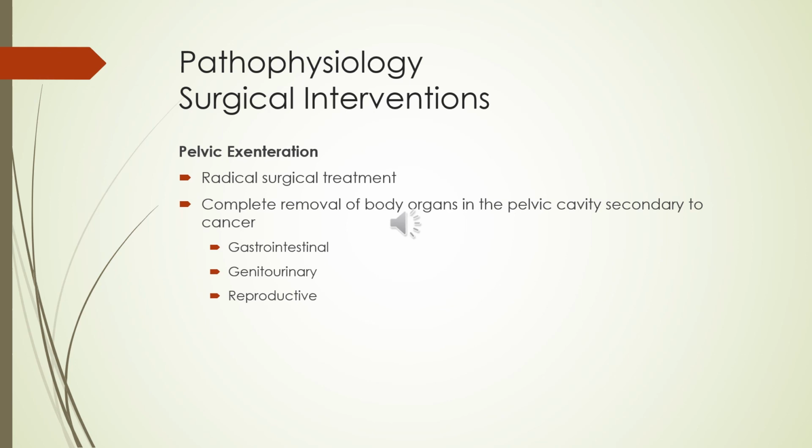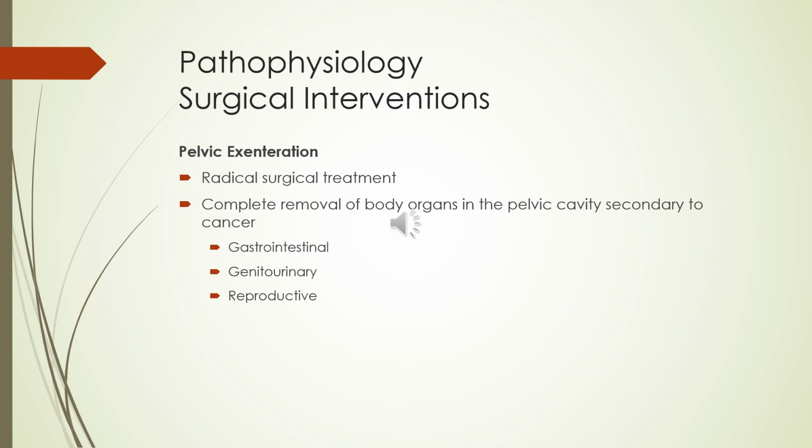Surgical interventions include pelvic exenteration, which is a radical type of surgical treatment. It is the complete removal of body organs within the pelvic cavity secondary to the cancer. So all of the gastrointestinal, genitourinary, and reproductive organs would be removed. One of the things that we have to ask ourselves is, why would we need this procedure?